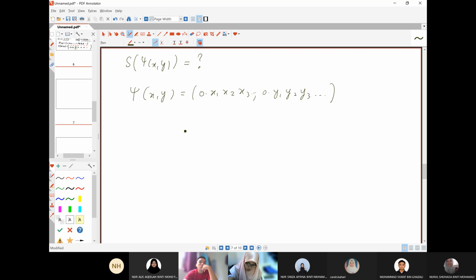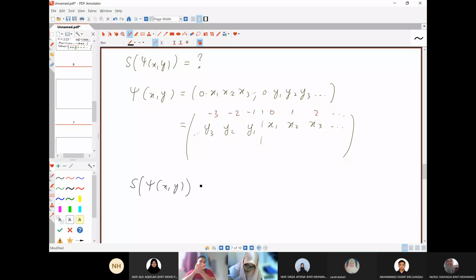So in this case, I have x1, x2, x3, and then I have y1, y2, y3. So this is position of 0, 1, 2. This is minus 1, minus 2, minus 3. Kita shift to the left. S of psi of xy.